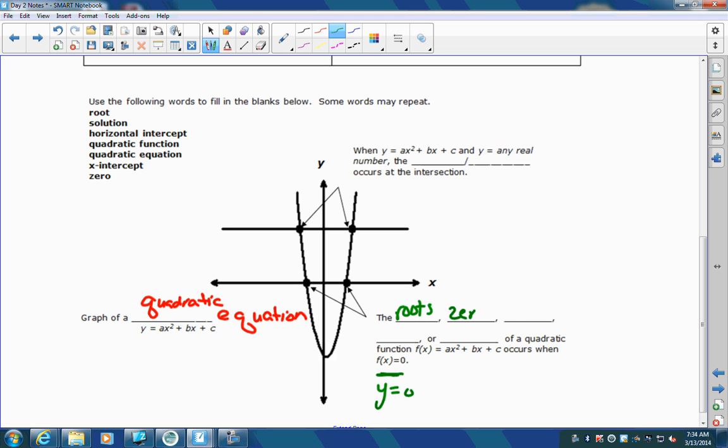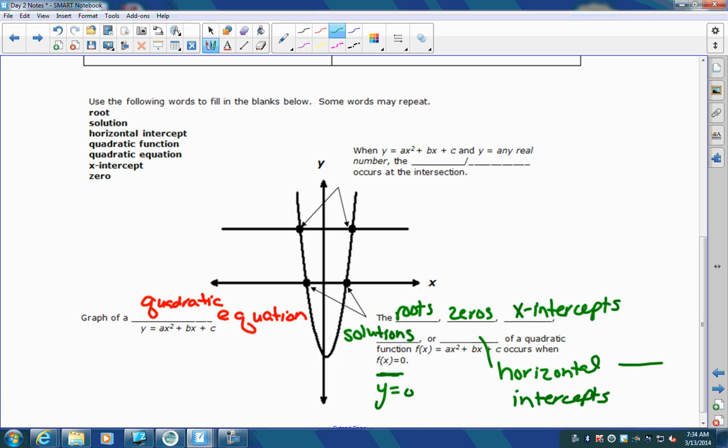They're also called the zeros. More specifically, the x-intercepts. They also can be called solutions. And because I don't have enough room right here, horizontal intercepts. That's because if I draw a horizontal line, they're crossing the parabola in these two spots. Now, when it is y equals 0, all of these words can be used to represent these points.